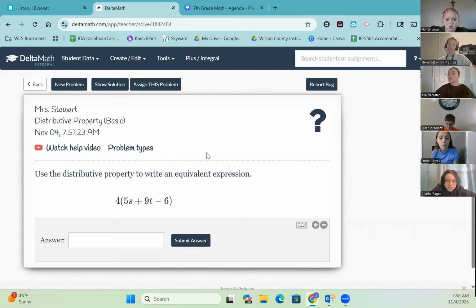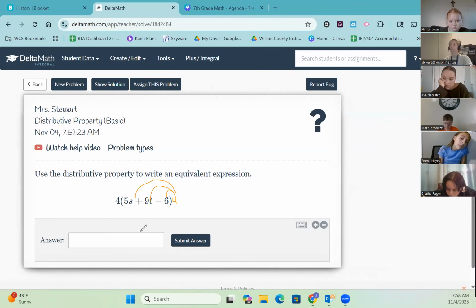Okay, this one's a very quick review of distributive property. So let me do this. Remember, distributive property just means you're multiplying the number outside the parentheses. It also could be out here. That would still mean to distribute.